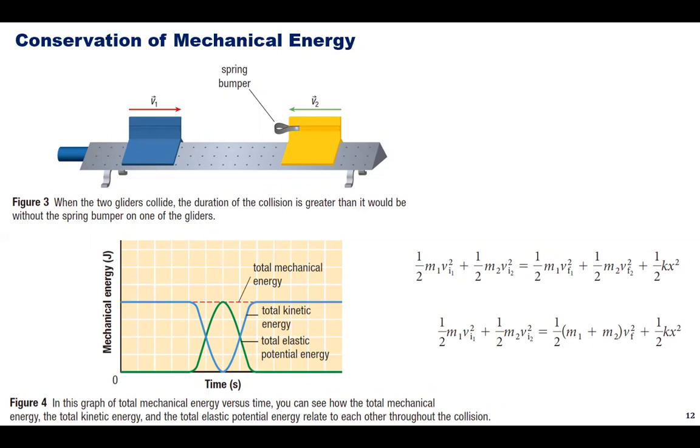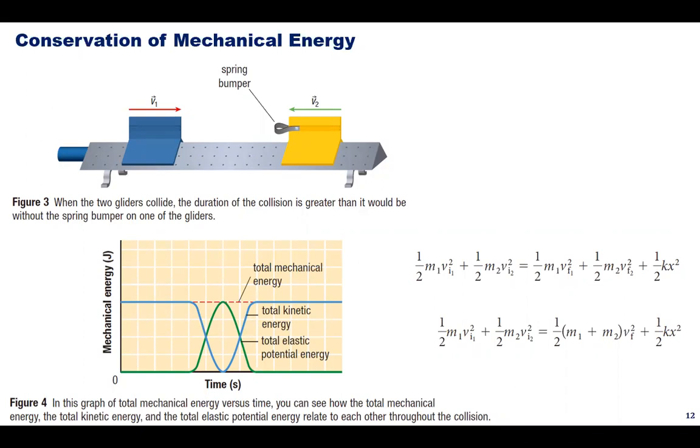One of the two gliders here, shown in figure 3, has been fitted with a spring bumper. When the two gliders collide head-on in an elastic collision, the bounce is not immediate. If you view the collision in slow motion, you would see the bumper compress initially and then spring back to its original shape. During the compression, some of the kinetic energy of the moving gliders is converted into elastic potential energy. This potential energy is converted back into kinetic energy during the rebound.